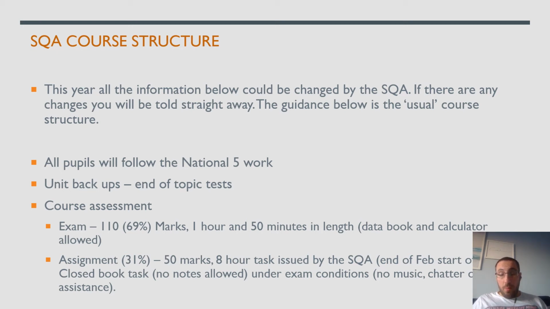Now, the other 31% of your final grade is made up by the assignment. This is a 50-mark assignment. You're given 8 hours to complete, and it's issued by the SQA, and a new one is issued each year. So the previous ones, you can look, they are on the SQA website. We'll be doing some of them as practice assignments. The SQA issue round about middle of February, so that we can do it just after the February break into the start of March. The 8 hours are divided between your lessons, so you're not allowed to take anything away.